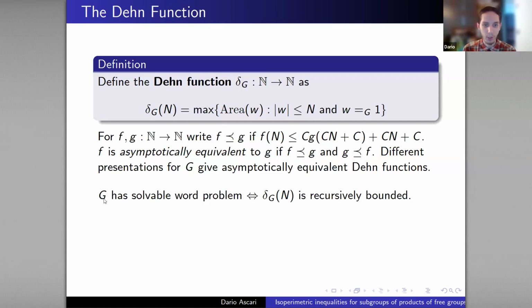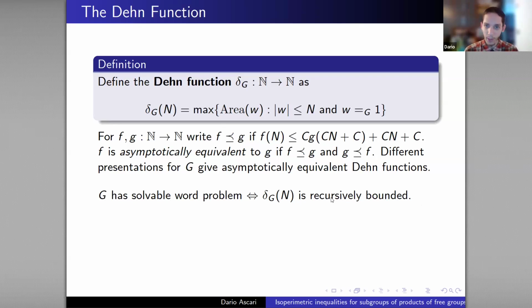For example, G has solvable word problem, so there is an algorithm that tells you whether a word represents the trivial element of G, if and only if the Dehn function is recursively bounded. Recursively bounded means bounded above by a recursive function. A recursive function is a function which is computed by a Turing machine.